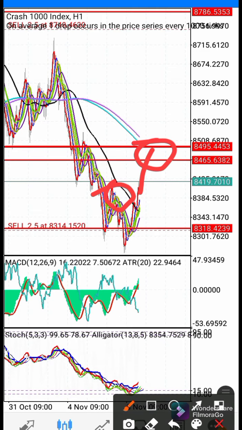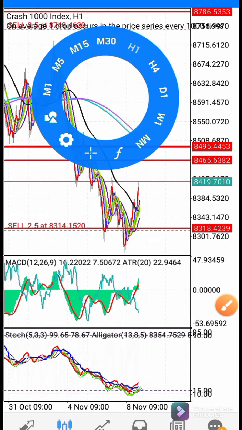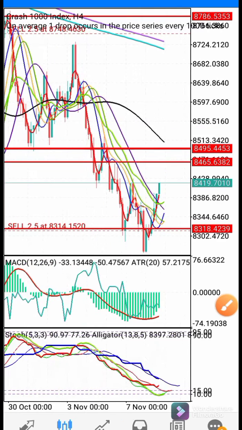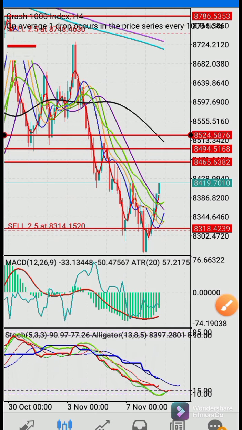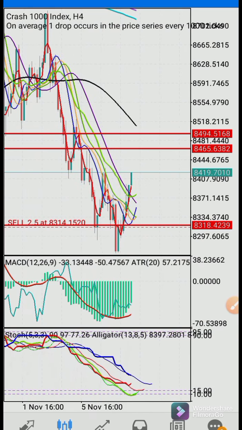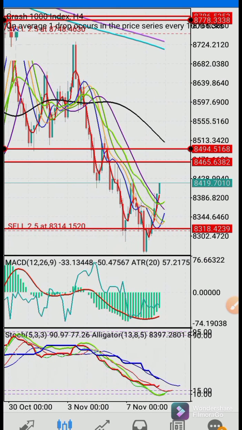Let me check the 4 hours time frame and see what is going on. Yes, even from the 4 hours chart, this is an optimal zone that we need to put our eyes on. So probably for Crash 1000, let me put my sell limit order here and let it trigger. If it triggers, then I will know what to do. Let me put my sell limit order here.